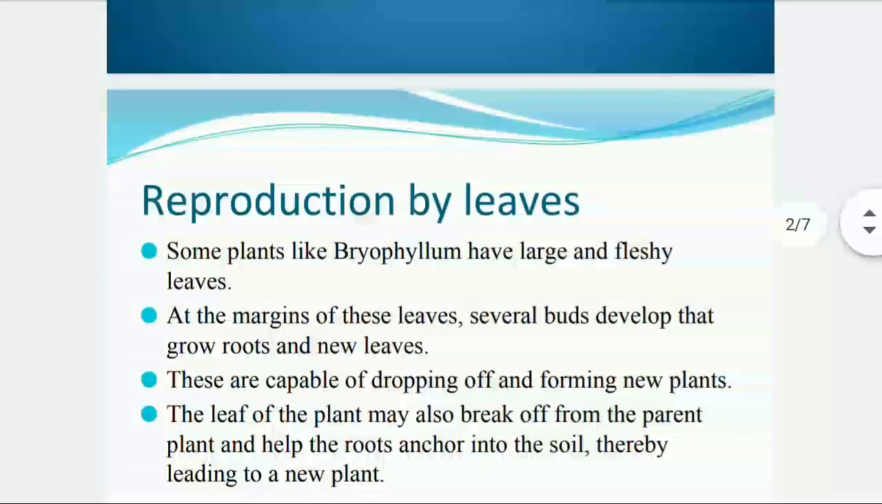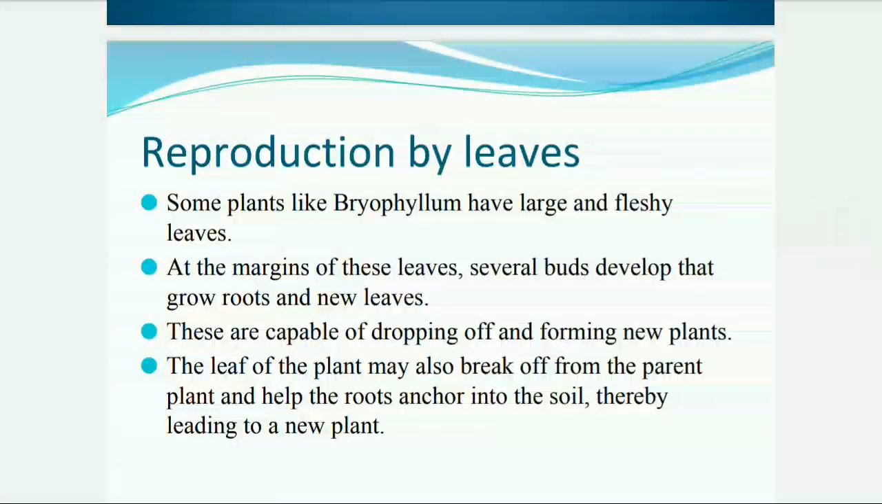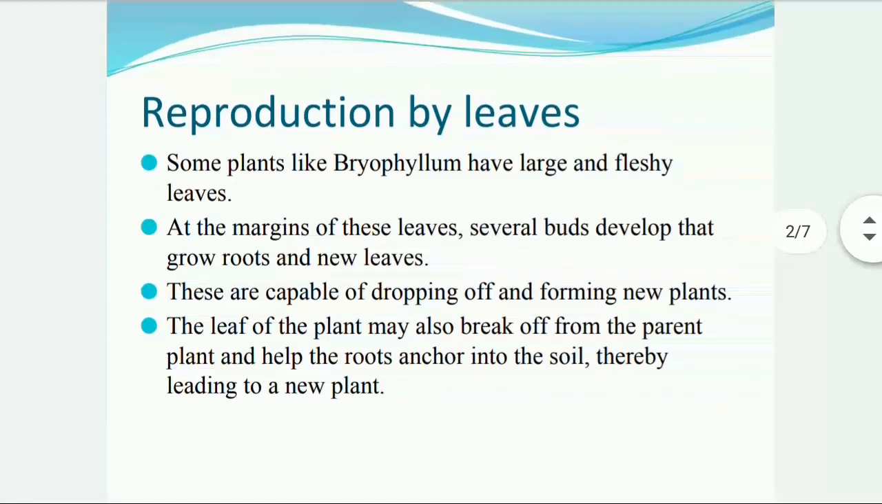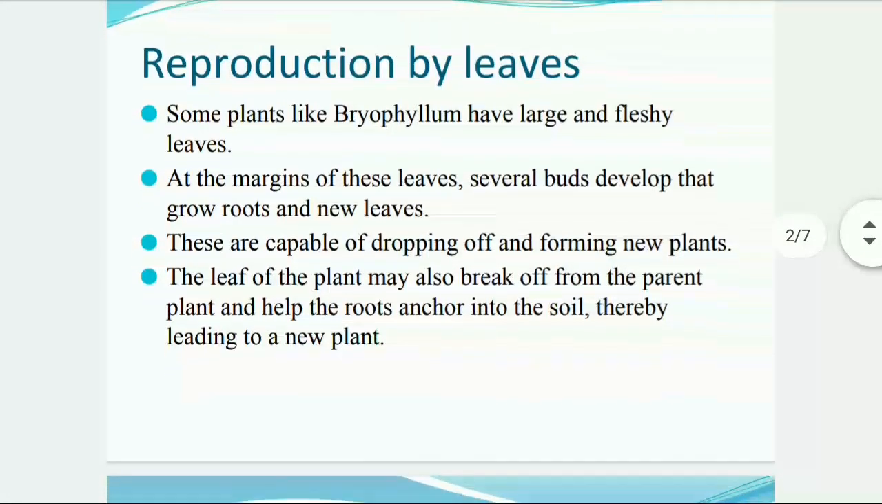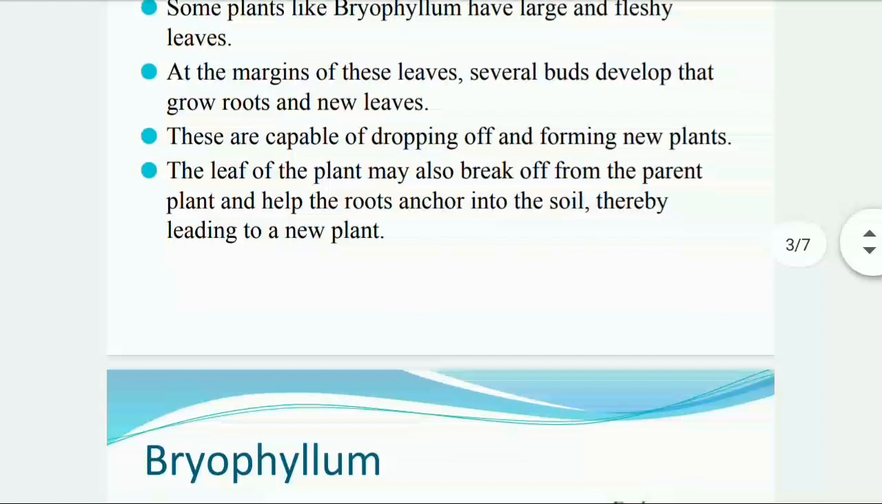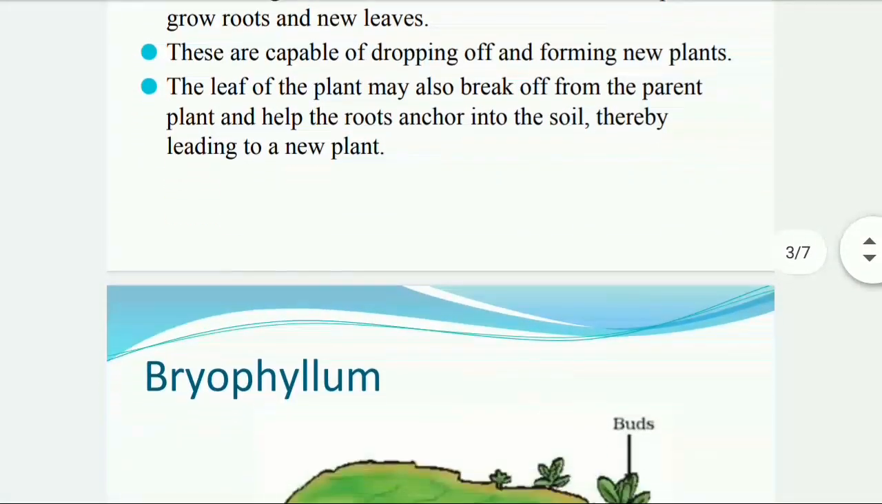First, reproduction by leaves. Some plants like bryophyllum have large and fleshy leaves, and at the margin of these leaves several buds develop that grow roots and new leaves. These buds are capable of dropping off. They fall into the soil, develop roots there, and a new plant starts growing out of them. So in this way, the bryophyllum leaf is capable of producing new plants when it develops buds on the margin of the leaves.